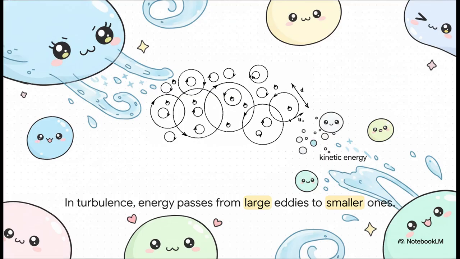So a big gust of wind creates a huge, powerful eddy. But that eddy is unstable, so it breaks apart, and it passes its energy down to smaller eddies. And those break apart into even smaller ones, and so on and so on.